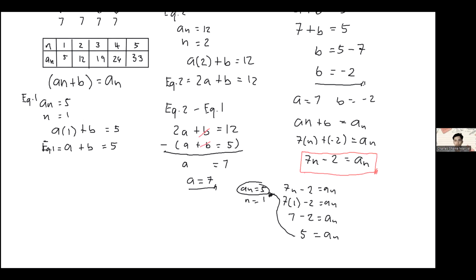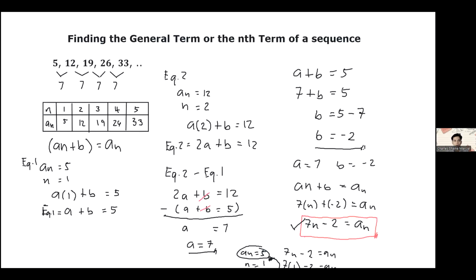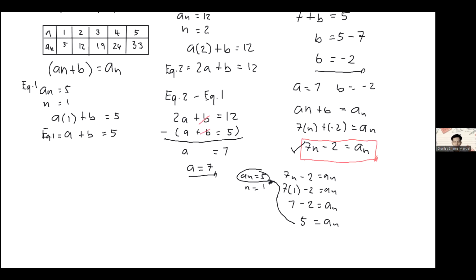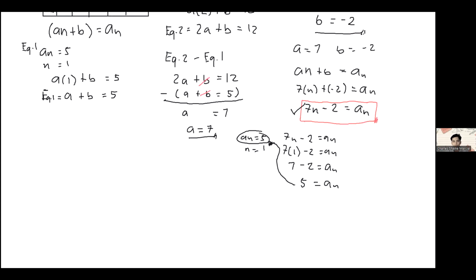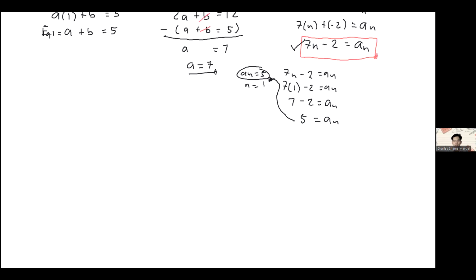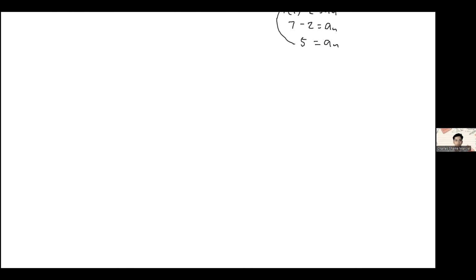So ibig sabihin, ito na yung general term ng arithmetic sequence na 5, 12, 19, 26, and 33, and so on and so forth. Alright, I hope naintindihan nyo. So para mas maintindihan natin ulit, let's have another example. Okay, so for example, we have the arithmetic sequence negative 1, positive 1, 3, 5, and 7.